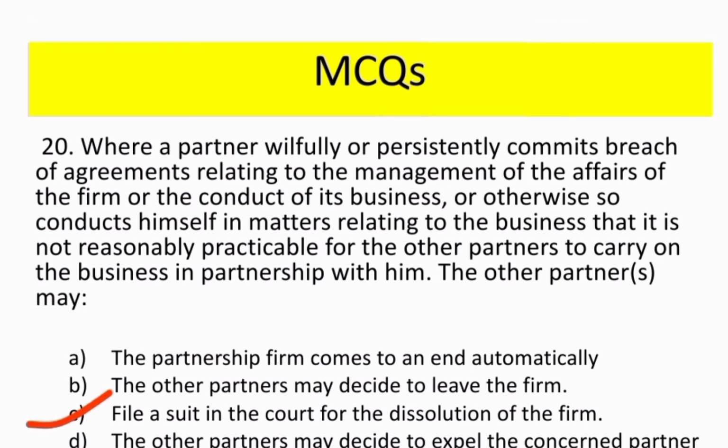The other partners can sue in the court for the dissolution of the firm as the partner is willfully or persistently breaching the agreements. Okay, so the other partners have this remedy. They can file the suit in the court for the dissolution of the firm.